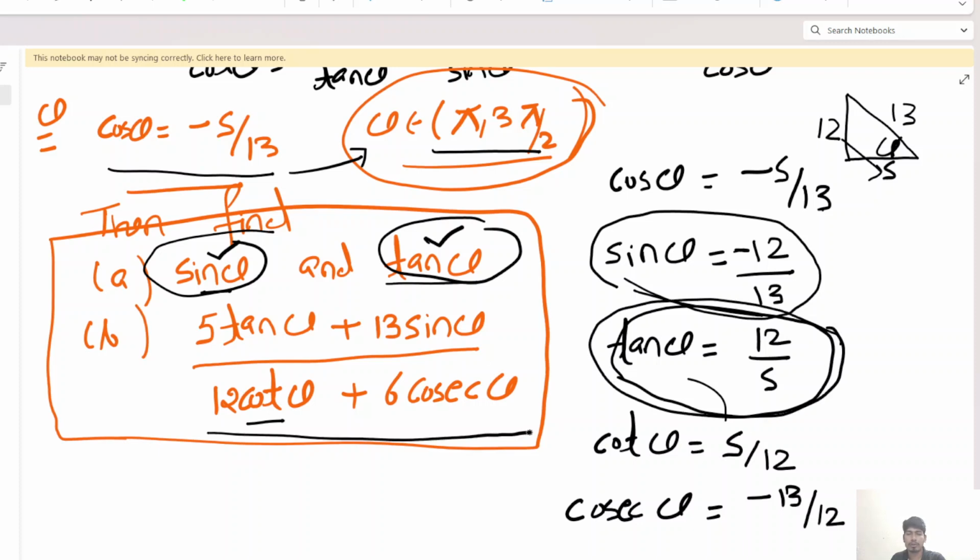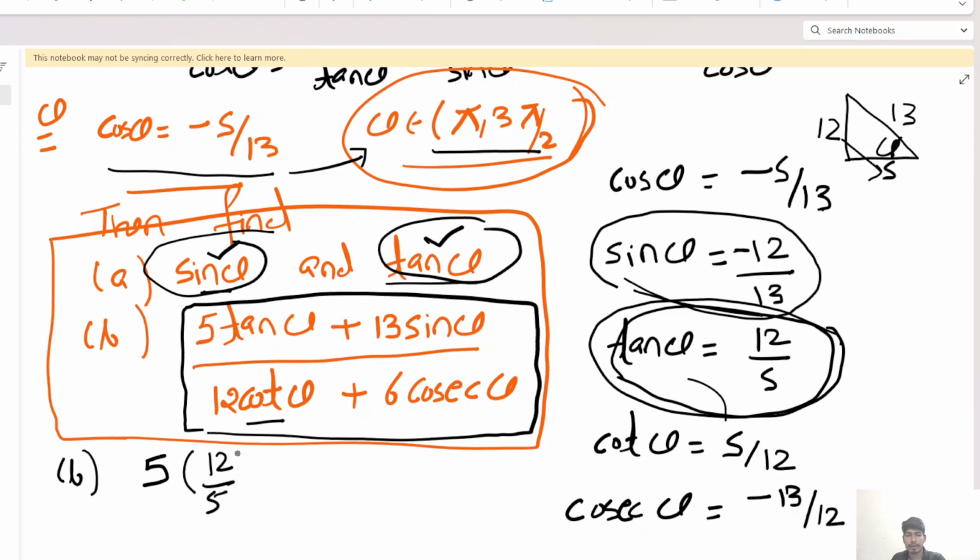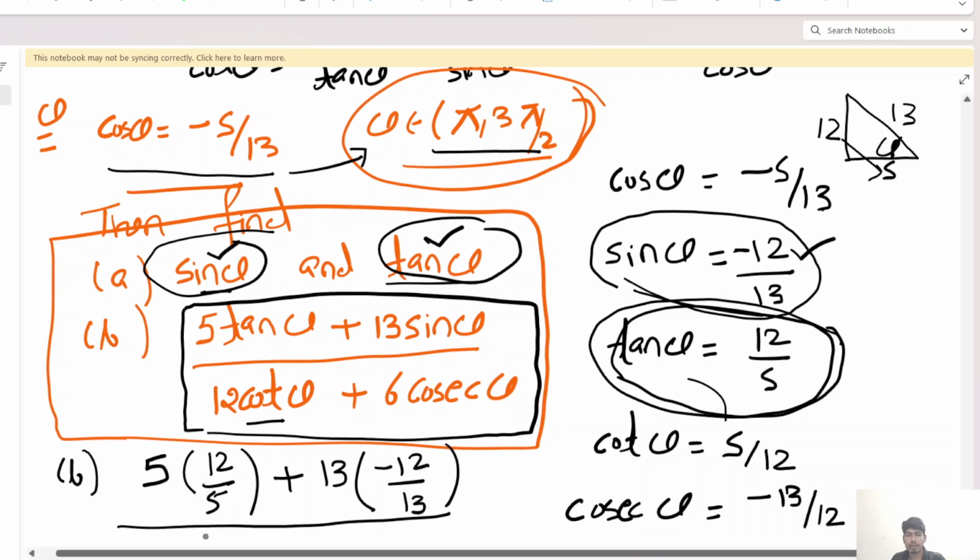Now we do our second part, that is 5 tan theta. The value of tan theta is 12 upon 5, plus 13 into the value of sin theta, minus 12 upon 13, divided by 12 into cot theta, which is 5 upon 12, plus 6 into cosec theta, which is minus 13 upon 12.